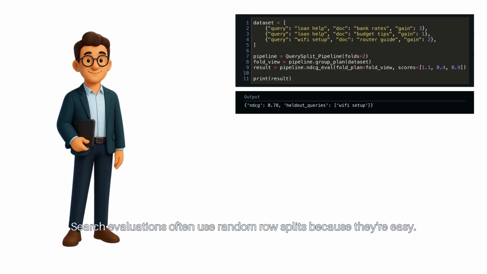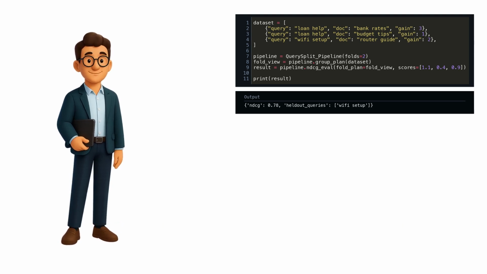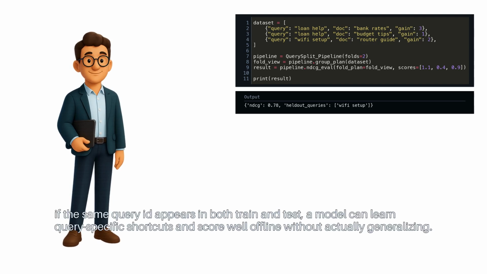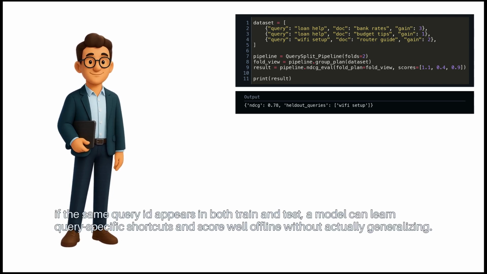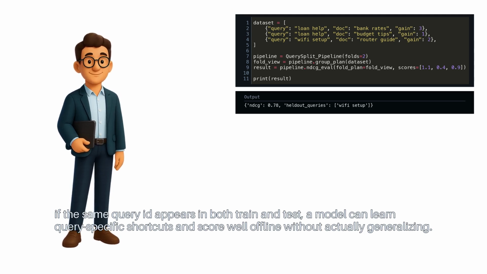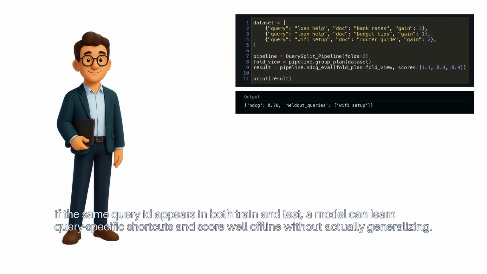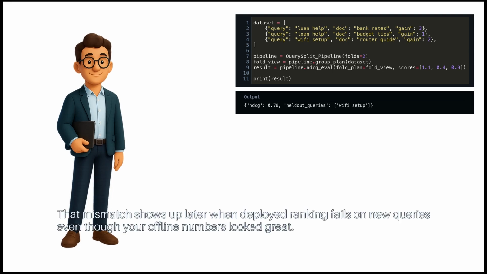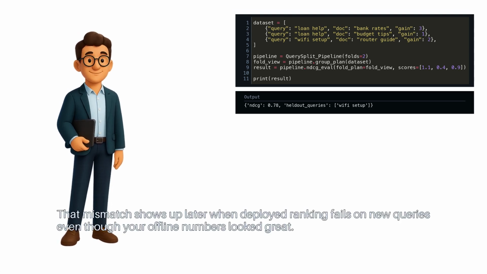Search evaluations often use random row splits because they're easy. The problem is subtle. If the same query ID appears in both train and test, a model can learn query-specific shortcuts and score well offline without actually generalizing. That mismatch shows up later when deployed ranking fails on new queries.